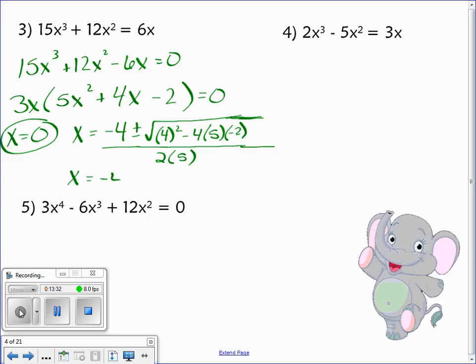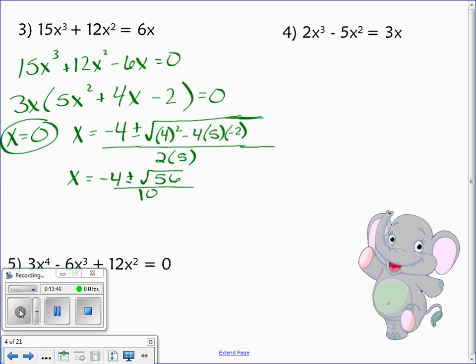So x equals negative 4 plus or minus square root. What do we get underneath there? 56 over 10. All right. What about now? Okay. Can I do a factor tree? What's 56? So 2 and 28. Why would you go 3? 2 and 14. 2 and 7.